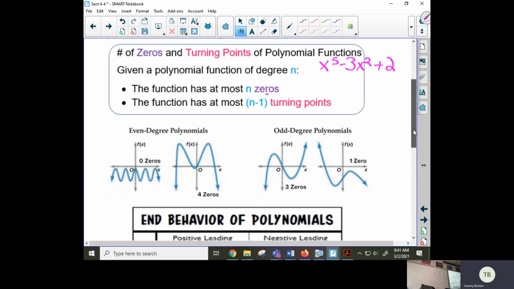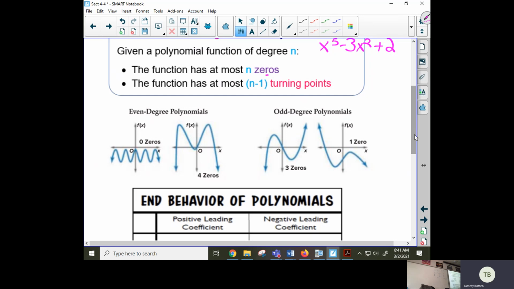The other thing is that your graph has these turning points. So if you looked at this one, here's a turning point that's 1, 2, 3, 4, 5, 6, 7, 8, 9. If it has 9 turning points, that means that it is to the 10th or higher. So if you had an n to the 10th, it could have at most 9 turning points, but it would not have to. That's just the most it would.